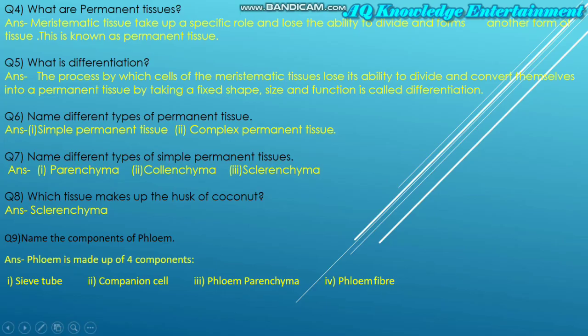Now which tissue makes up the husk of the coconut? That's obviously the sclerenchyma, because the cells of this are completely dead. Okay, so name the components of phloem.